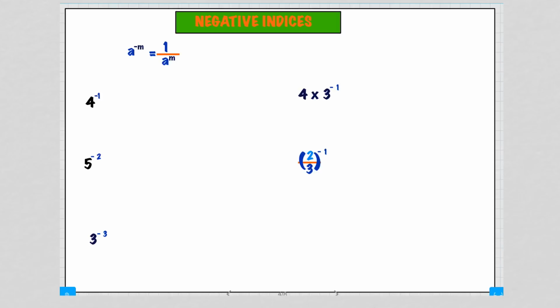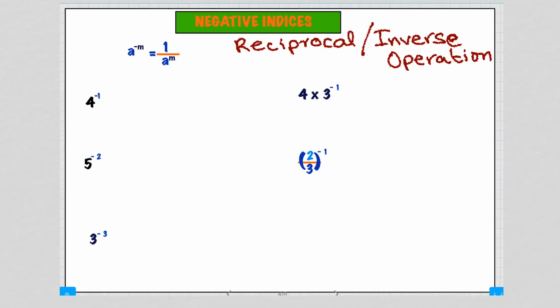Now the next topic is on negative indices. So far we've been dealing with the positive ones. Let's say if you have a to the power minus m, the rule for negative indices is we write it as 1 over a to the power m. That's also the reciprocal form. We call it reciprocal or inverse operation.